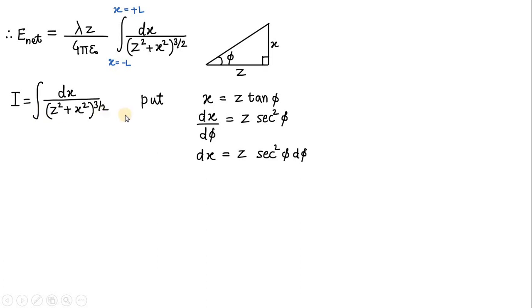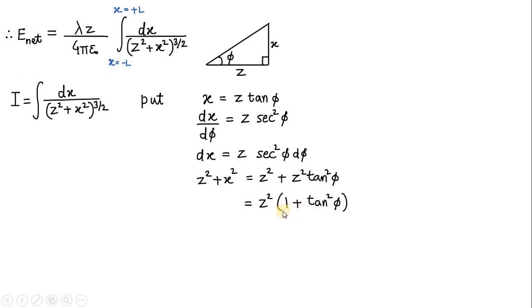What about the denominator now? The denominator also we should find out. As we have already taken that x is z tan phi, so we put it here. We want to find out the value of z square plus x square. So z square will be as it is, and x square means z square tan square phi. Then we can take z square common from both the terms, so we'll get in the bracket 1 plus tan square phi.